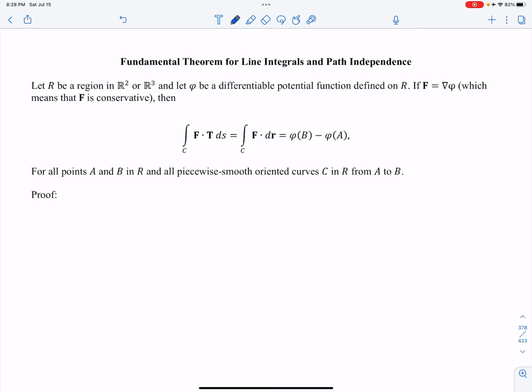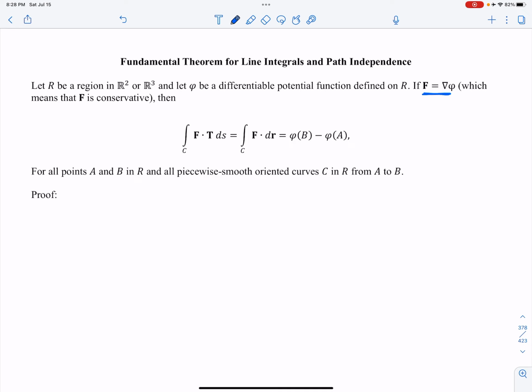This video will continue our discussion of conservative vector fields and running a line integral over a conservative vector field. All right, so we have a definition here. This is a beautiful thing if they are conservative. So let R be a region in R2 or R3. Let phi be a differentiable potential function defined on R. And then we're saying that F is conservative if I take the gradient of phi, I get F. Then I have this definition.